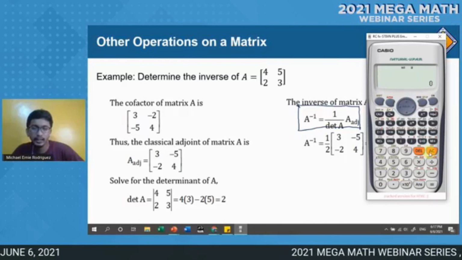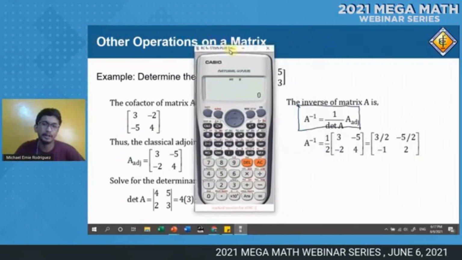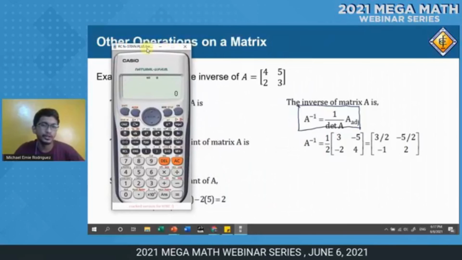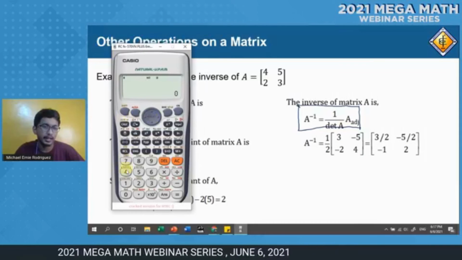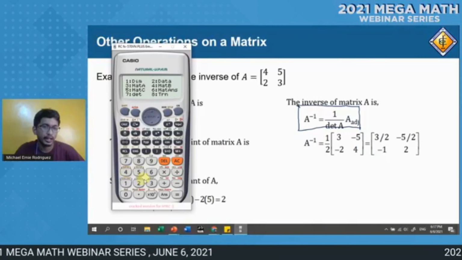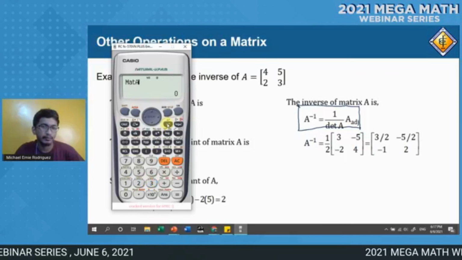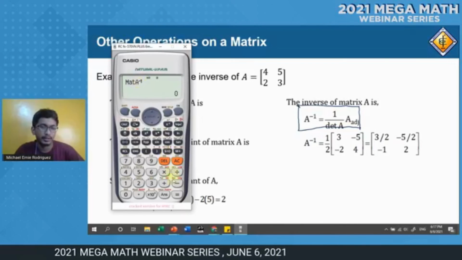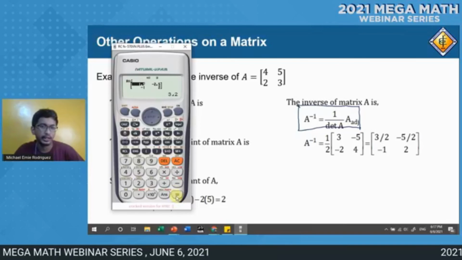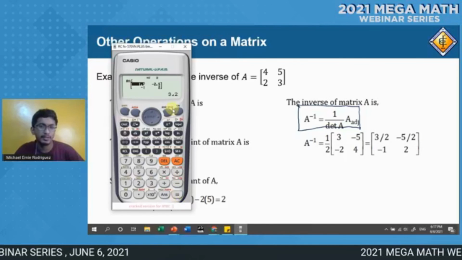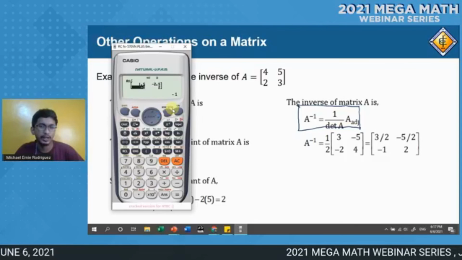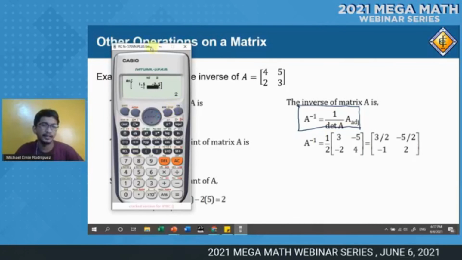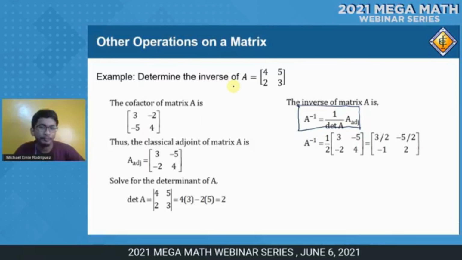So, to get the inverse, so we have matrix A. So, shift 4, 3. And then we have inverse. Ito, yung x raised to negative 1 na button. So, yan lang siya. Matrix A inverse. So, yan yun. And then, you get this. So, we have 3 halves, negative 5 halves, negative 1, and 2. So, ganoon lang kasimple yung Caltech for the inverse matrix.